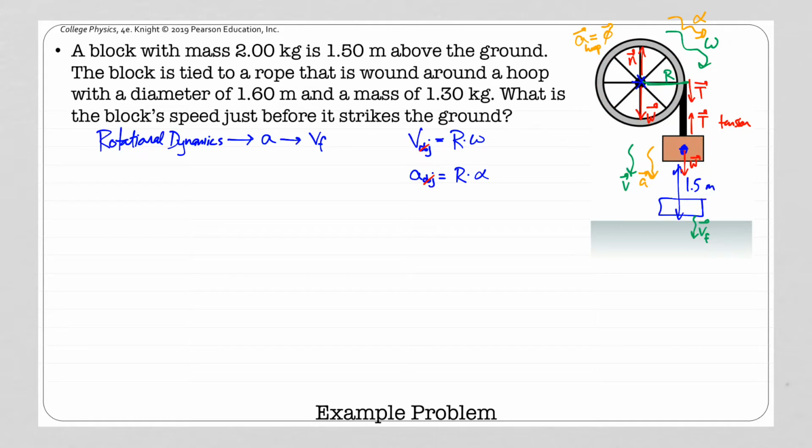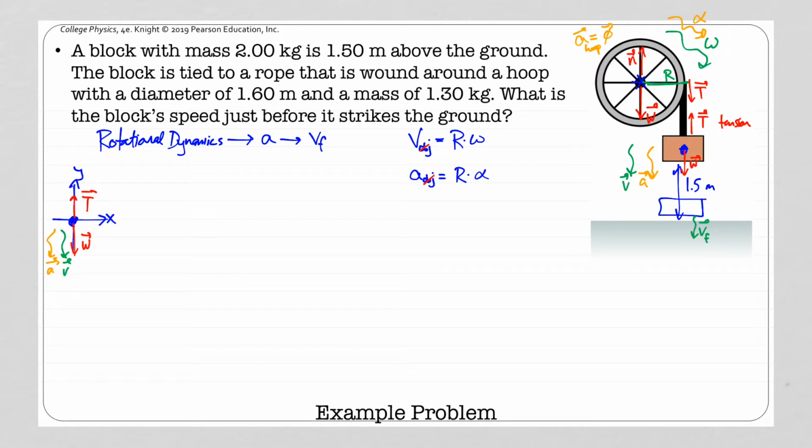My next step is to use Newton's second law in linear and rotational form. Linear form for the block, rotational form for the hoop. Looking at the block, we'll draw a quick sketch here. We can treat it essentially as a free body diagram, because we can treat it as a particle. We have the weight of the block pulling down, we have tension pulling up, and the block itself is going to be moving downwards, and it's going to be accelerating downwards.